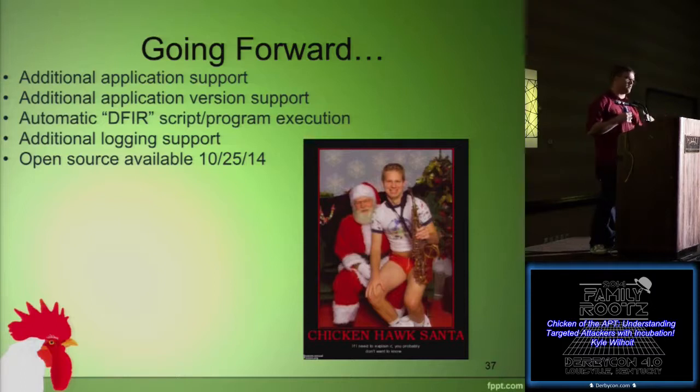So that way it takes out some of the manual intervention that you have to do. And then additional logging support as well. And I plan on making this open source available on October 25th of this year. Now, a few things that you won't be able to use is my Google API, so you have to get your own. It's free. So your Google Search API, you will have to get your own. And then VMs, obviously. But other than that, everything else will be included.